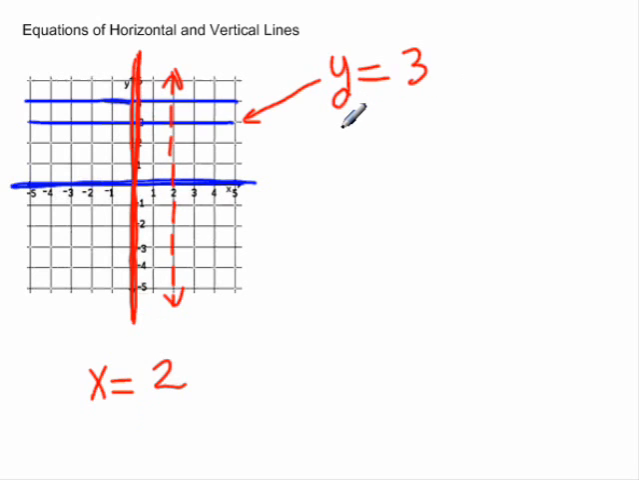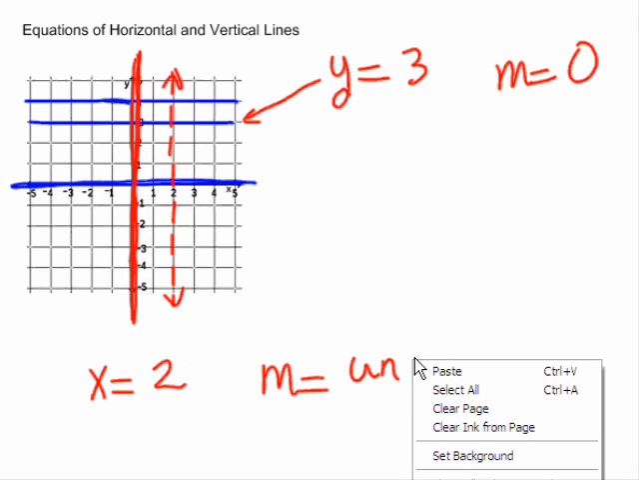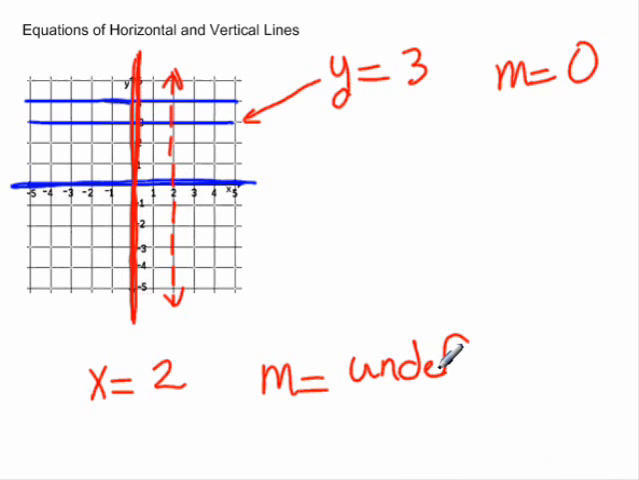Now, if you also recall, a horizontal line has no slope, 0 slope, so its slope would equal 0. A vertical line's slope is said to be undefined. So we have a nice little saying that we can remember: HOY VUX. A horizontal line has 0 slope and it crosses the y-axis. A vertical line has undefined slope and it crosses the x-axis.